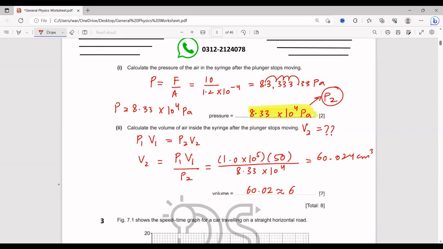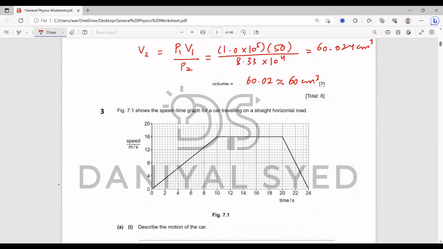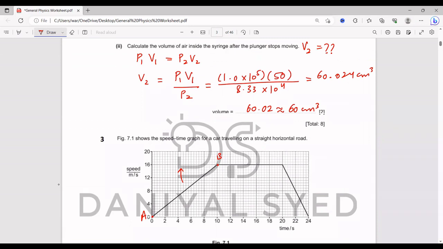One shows the speed time graph for a car traveling on a straight horizontal road. Okay, so this is a speed time graph of a car traveling on a straight horizontal road. So first you have to understand the graph. This portion AB of the graph shows that the car accelerates uniformly.